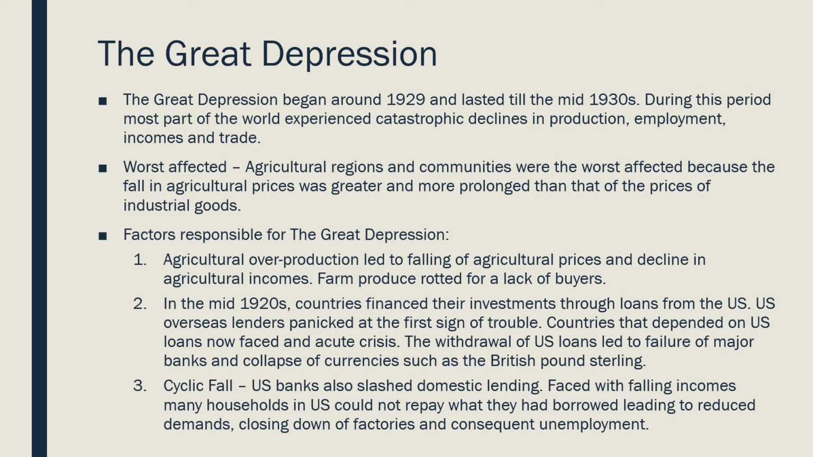US banks also slashed domestic lending. As we had seen earlier, because of this lending, people were able to buy agricultural and other domestic items for a comfortable living. Now, faced with falling incomes, many households in the US could not repay what they had borrowed, leading to reduced demand, closing down of factories, and consequent unemployment. So, we see now the cyclic rise of production and better incomes saw a cyclic fall.